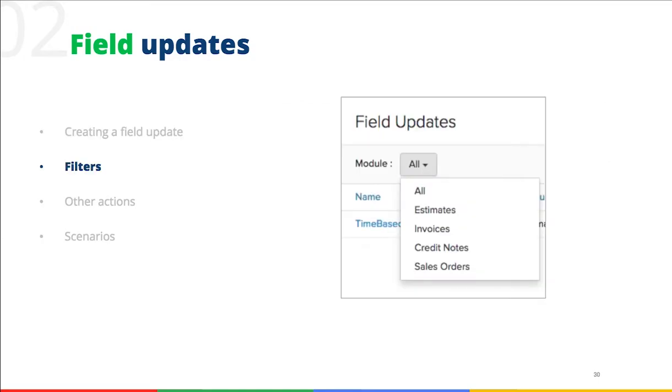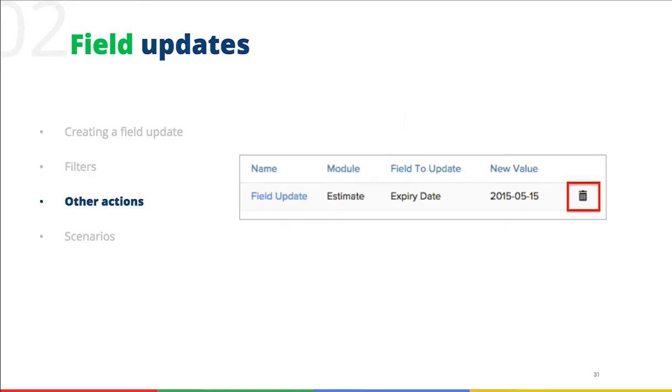If you want to further filter the modules and just choose the estimates or invoices that you want to see, you can always do that with the filters that we provide in the module section. And other actions is something that we saw earlier also with email alerts. If you want to further edit it or delete it, you can always do that at a later point.